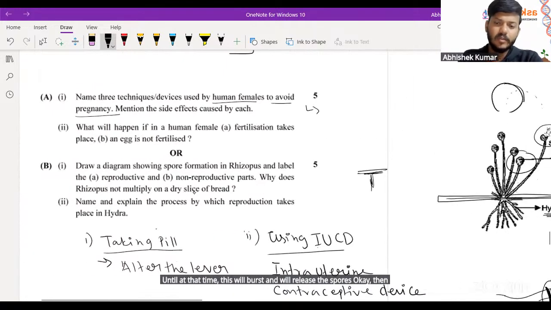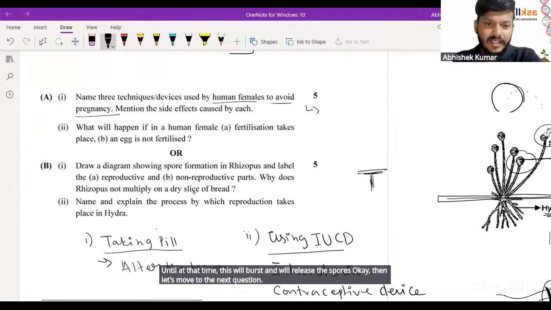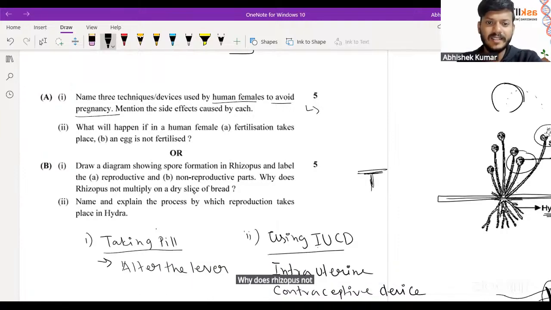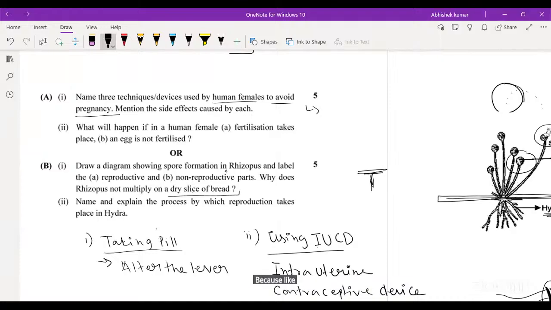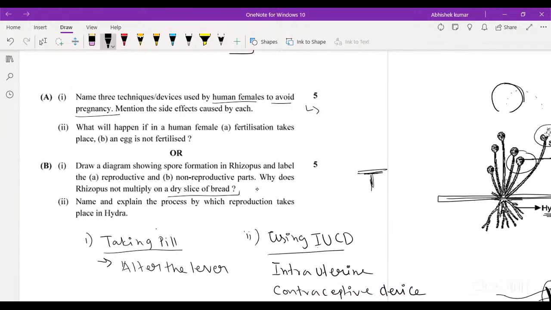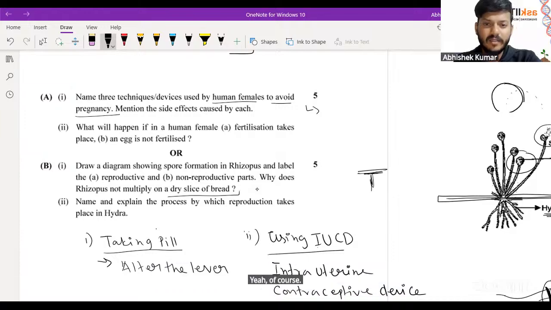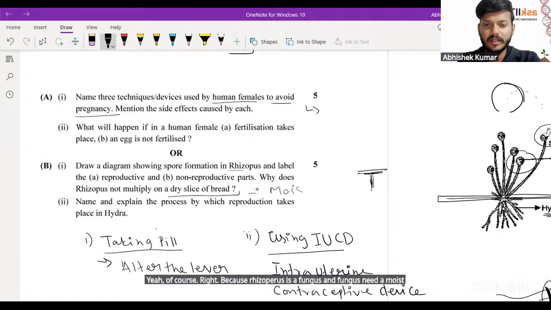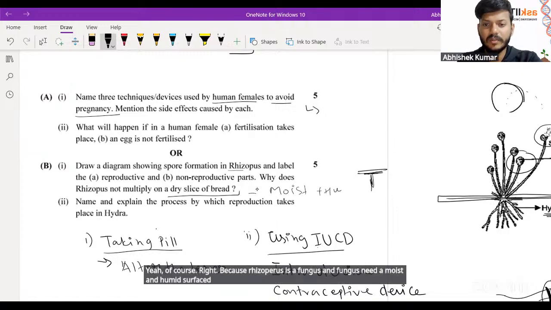Okay, then let's move to the next question. Why does Rhizopus not multiply on a dry slice of bread? Because Rhizopus needs a moist surface, and the dry slice of bread does not have any moisture. Yeah, of course, right. Because Rhizopus is a fungus, and fungus needs a moist and humid surface. So dry bread will not provide that situation.